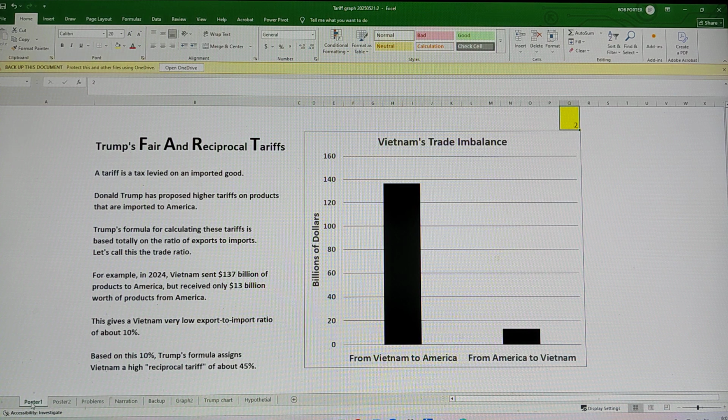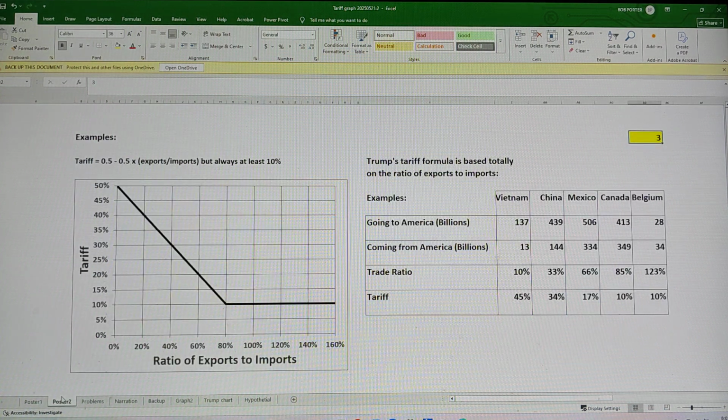Now let's look at the formula itself. This is the graph that shows the relationship between the F.A.R.T. tariffs and the trade ratio. If a country imported absolutely nothing from America, its tariff would be the maximum of 50%. As the trade ratio grows, meaning on the graph going from left to right, the tariff shrinks, but the tariff never drops below 10%. Here's how it works for Vietnam.